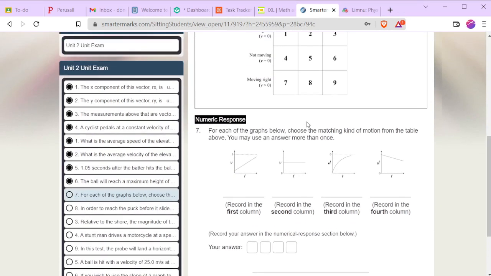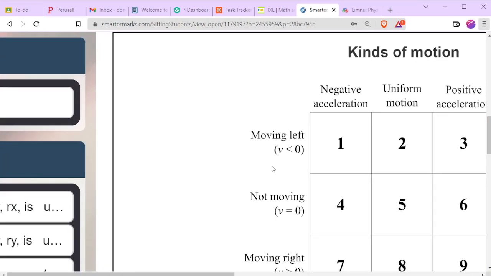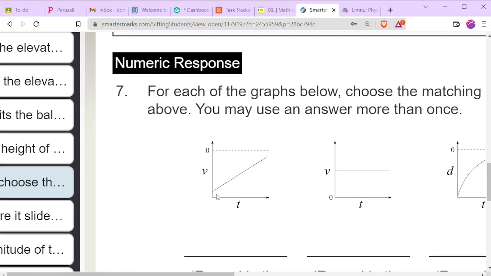Now, number 7. This one gave people some difficulty. We want to figure out which zones each of these are in. In our first one, we see 0 as a dashed line. I'm going to zoom in so we can better read these graphs. So here's our velocity coming up. 0 is a dashed line above it, and our line is straight.